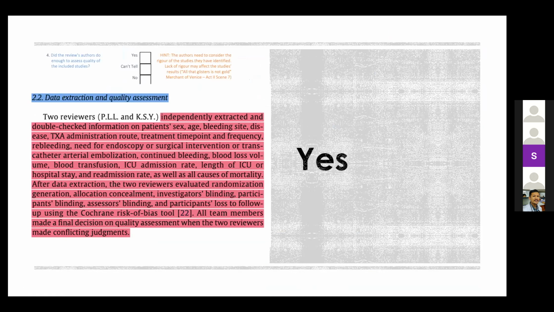So, okay. Did the review author do enough to assess the quality of inclusion study? I think yes. Because they have chosen their two candidates, their two parts, and those who are doing the randomized control trial. So they have done independently this study. And they have evaluated according to age, sex, bleeding site, disease, transient case administration, and treatment, treatment time point, frequency, re-bleed, need for endoscopic or surgical intervention, or catheter arterial embolization, continued bleeding, blood loss volume, blood transfusion, ICU admission rate, and length of ICU stay and hospital stay, admission rate, as well as the cause of the mortality.